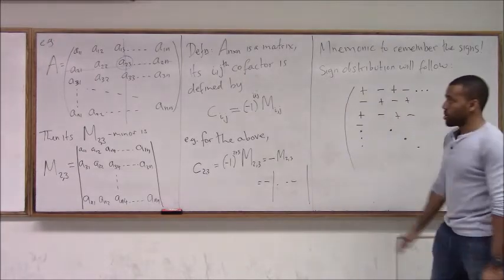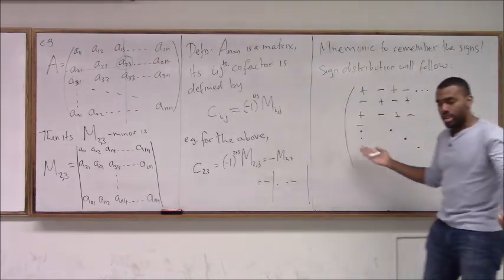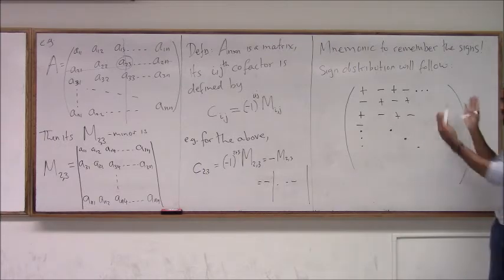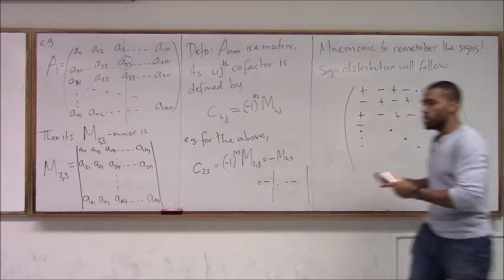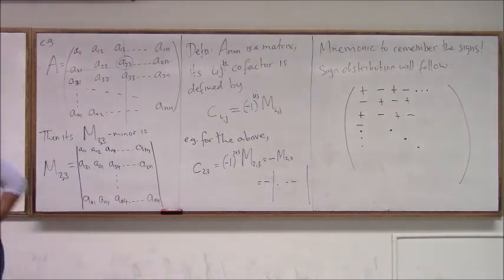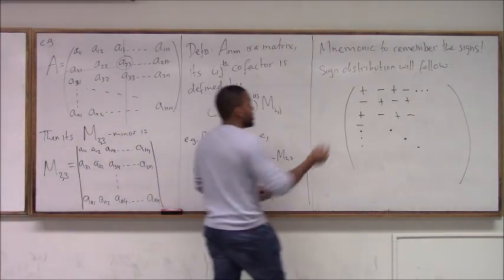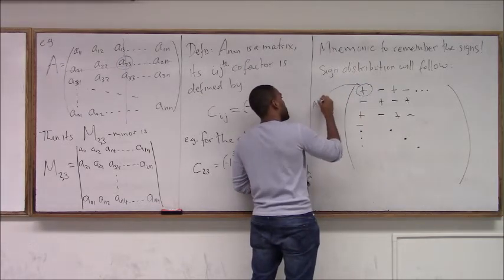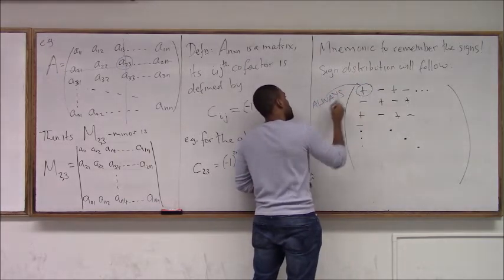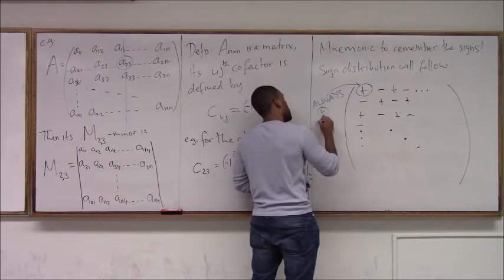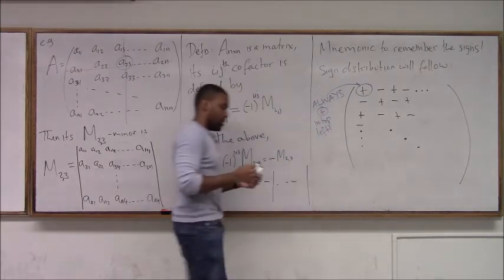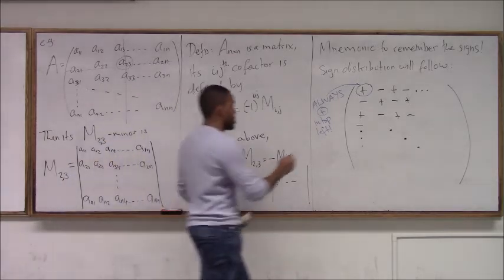So if you want to remember -1 to the i plus j, you can do that by all means, but personally I think visually speaking, it's nice to imagine this checkerboard that's imposed on top of your matrix. And the only way to remember it is to realize that the top left is always a plus. And then you alternate signs afterwards.